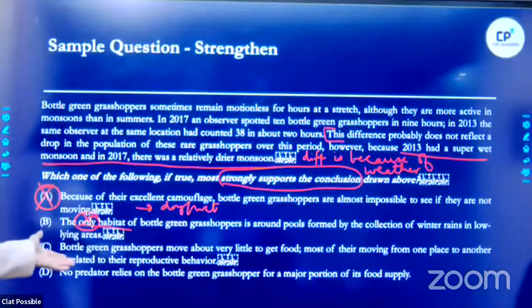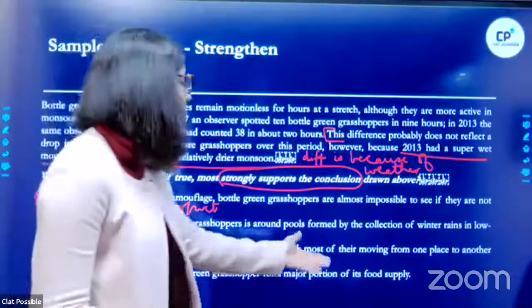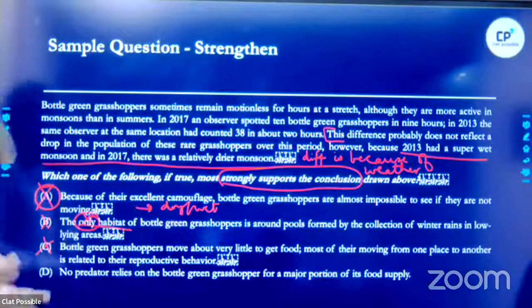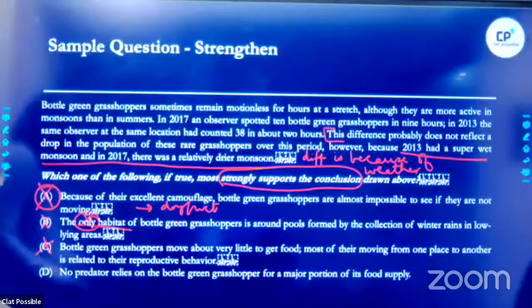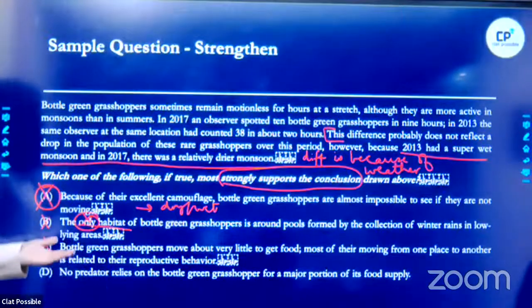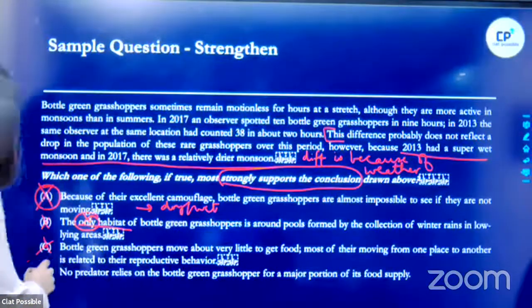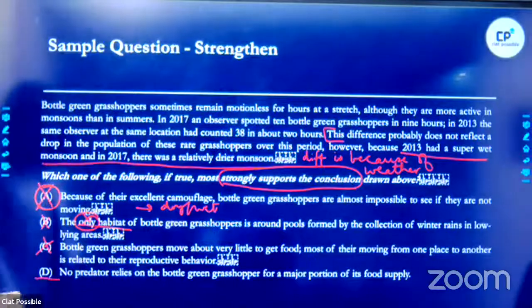See, bottle green grasshoppers move about very little to get food. Again, like A, it is giving me some information about the grasshopper, but it is not justifying dry or wet monsoon. Let's look at option D.